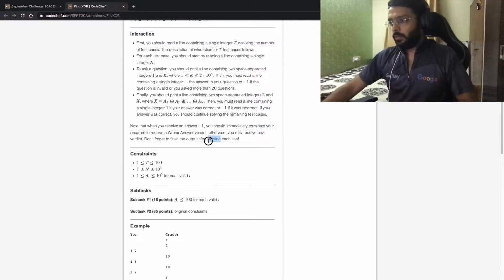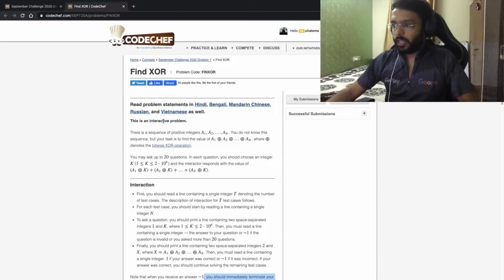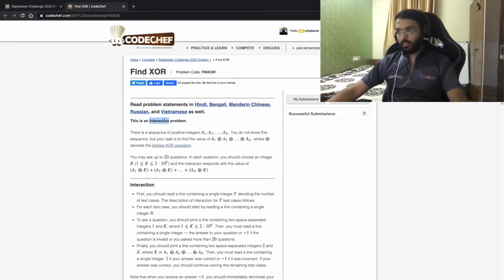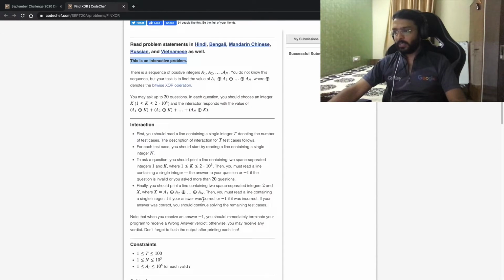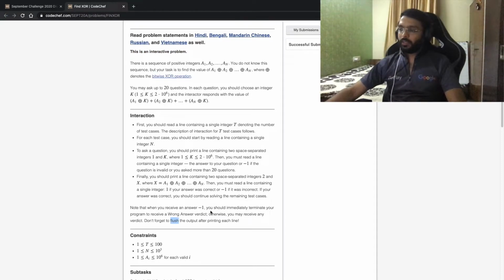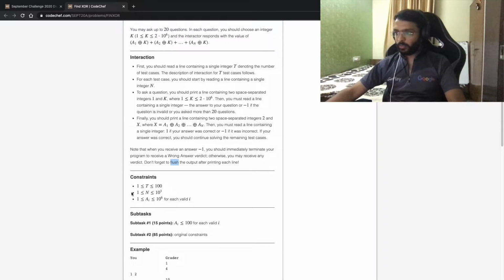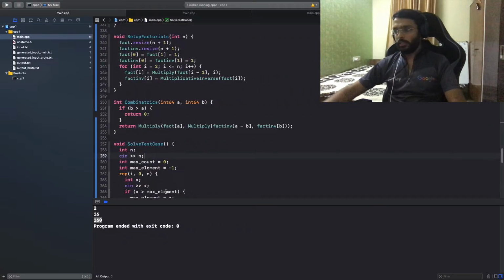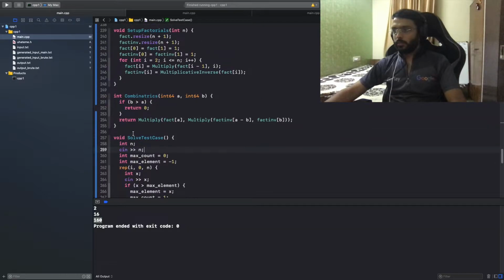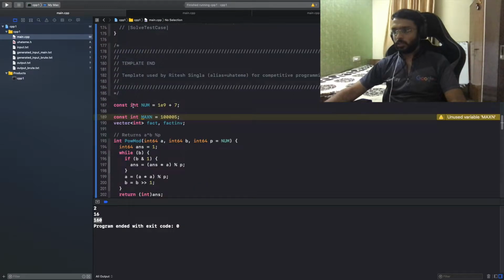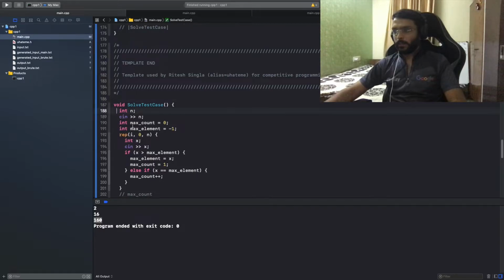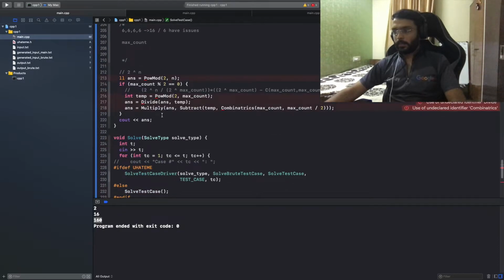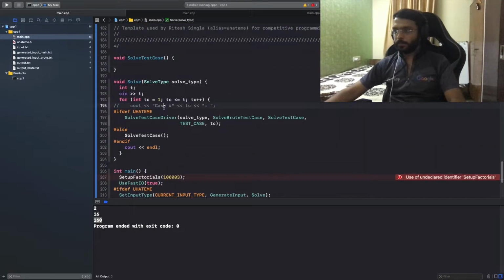One of the major issues I have had with interactive problems is making sure that the interaction is fine. You have to definitely make sure that you flush your output and wait for the response. So let's try implementing it first and then look more into the overall solution later on. This is my previous solution, so let me just remove that.